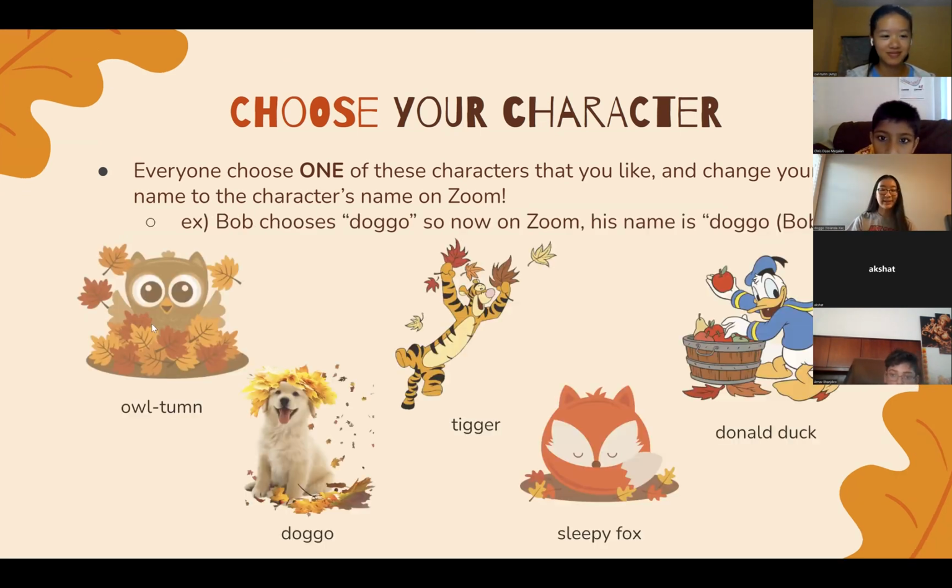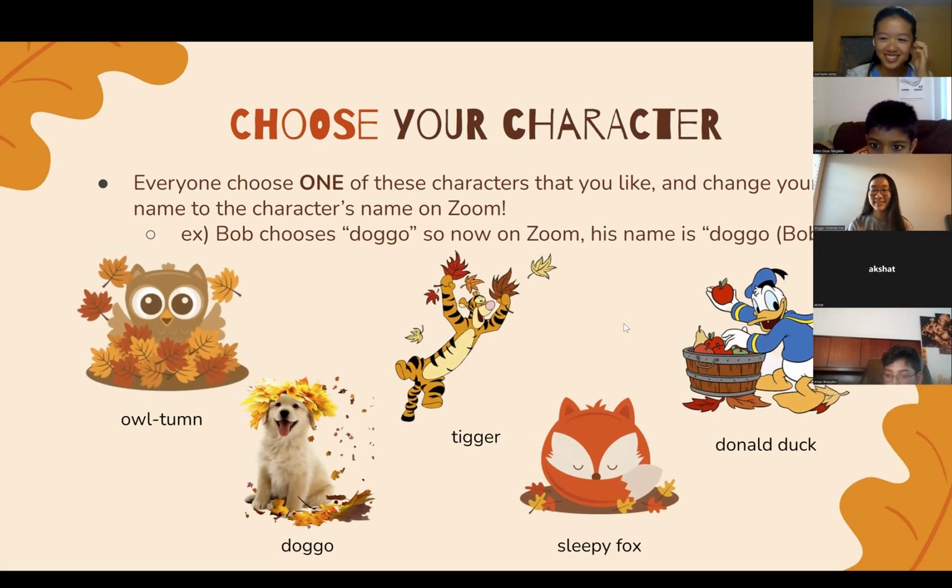All right, so let's reveal the characters. You can have Owl Tum, Doggo, Tigger, Sleepy Fox, or Donald Duck. So make your choice.